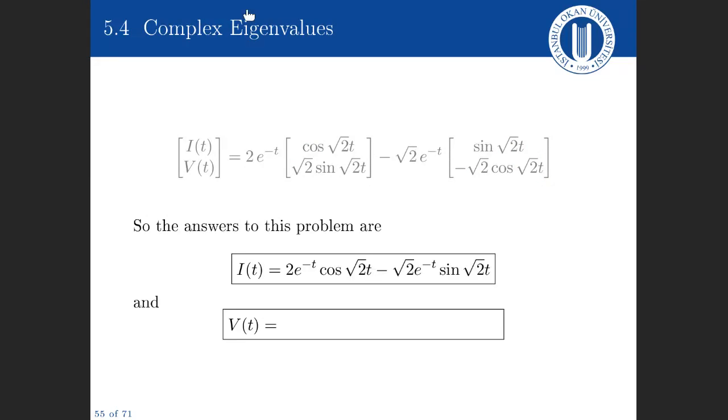I, that's the top line, 2 e to the power minus t, cos root 2t, minus root 2 e to the minus t, sine root 2t. And for V of t, we look at the bottom. 2 e to the power minus t, root 2 sine root 2t, minus root 2 e to the power minus t, multiplied by minus root 2 cos root 2t.